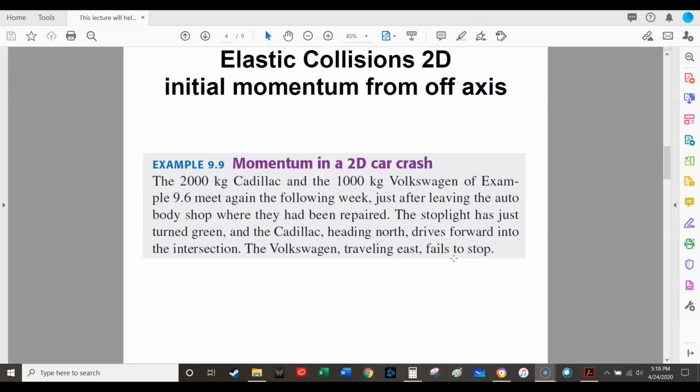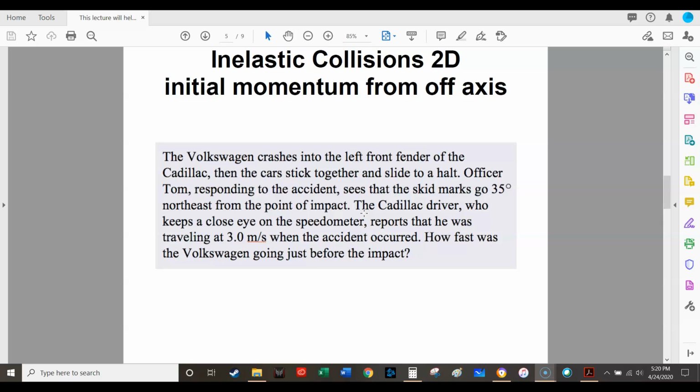So now let's move on to a 2D inelastic collision problem. This is going to be an example of a 2D inelastic collision problem for initial momentum off axis. Here we have a 2,000 kilogram Cadillac and a 1,000 kilogram Volkswagen that are going to hit each other from off axis. They talk about the accident scene, and the officer measures the angle at which they were traveling.